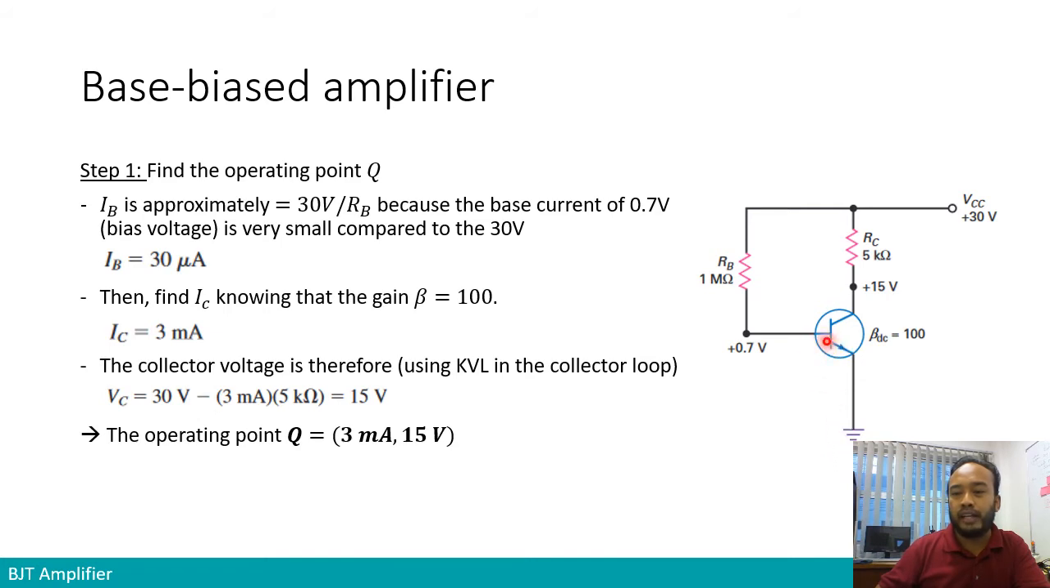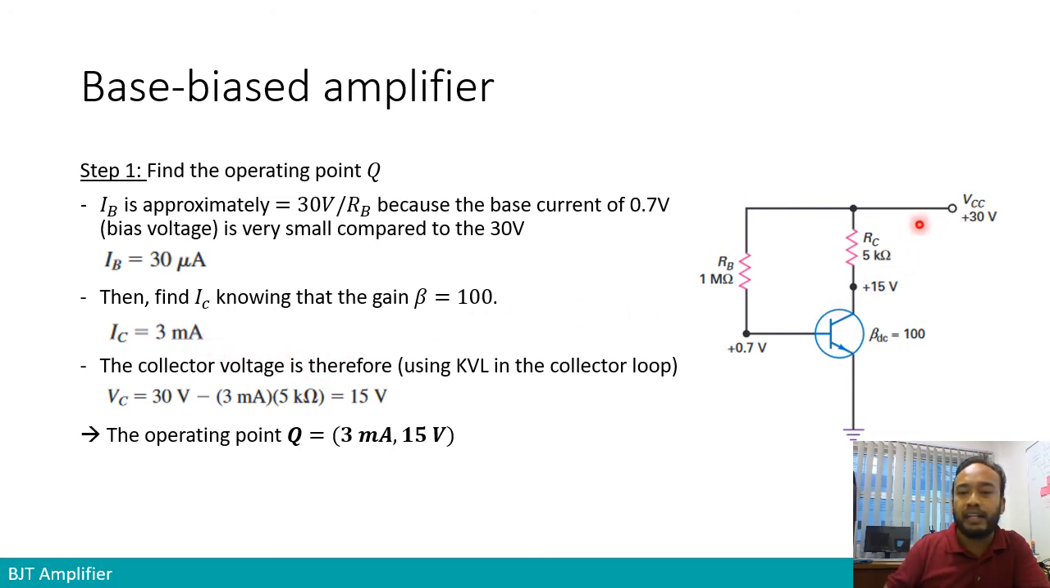We know that here VBE is 0.7. It is very, very small in comparison to 30 volts. So IB is basically close to 30 volts divided by RB, which will give you an IB equal to 30 microamps. Then we can find IC, because the beta, or the gain, will be given, for example, here equal to 100. Therefore, we get an IC equal to 3 milliamps.